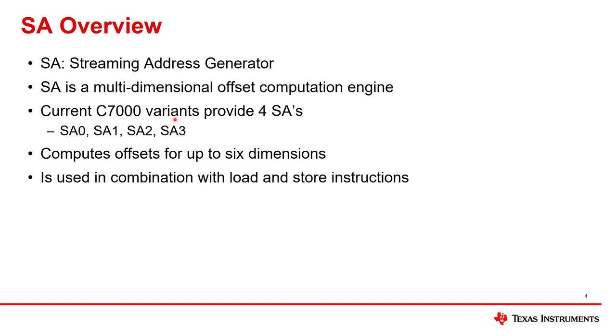Current C7000 variants provide 4 SAs. They are called SA0, SA1, SA2, and SA3. An SA can compute offsets for up to 6 dimensions, and it is used in combination with load and store instructions.